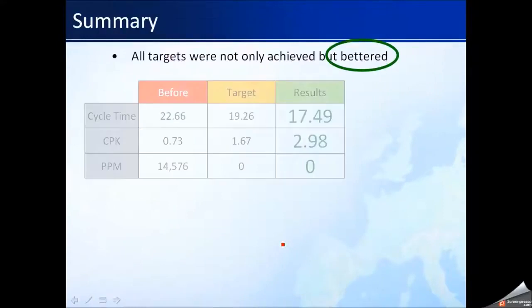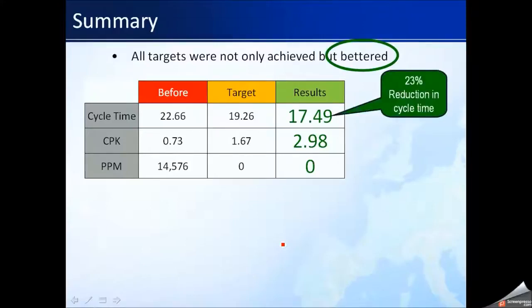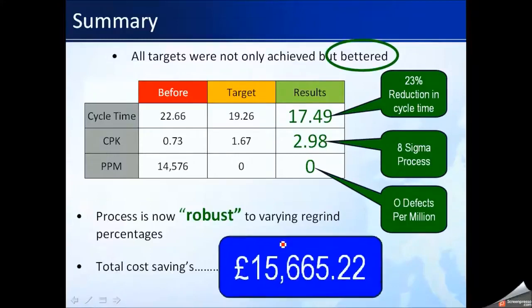So all the targets were met. We were aiming for 19.26 on the cycle time. We actually hit 17.49. We were aiming for a CPK of 1.67. We actually hit a CPK of 3. So we absolutely smashed the targets. We had 1.5 trillion choices, and we only ran 20. Only a DOE can find these answers so quickly. There we go. Total cost saving, 15.